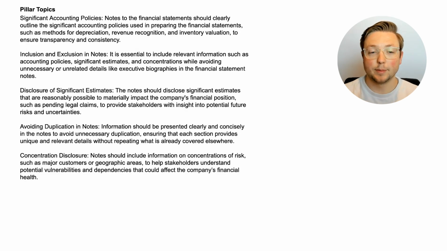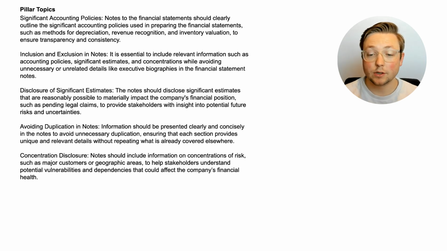All right, here we are at the pillar topics. And again, this is kind of just a summary. You might have made different pillar topics on your own, but again, let's walk through these ones together. First of all, notes to the financial statements should clearly outline the significant accounting policies used in preparing the financial statements, such as methods for depreciation, revenue recognition, and inventory valuation to ensure transparency and consistency. So again, accounting policies, that's a big deal. And then overall, it's essential to include relevant information such as accounting policies, we already said that, significant estimates and concentrations, and a whole bunch of other stuff, while avoiding unnecessary or unrelated details like executive biographies in the financial statement notes. So basically anything that doesn't really have to do with the financials is unnecessary, shouldn't be in there.